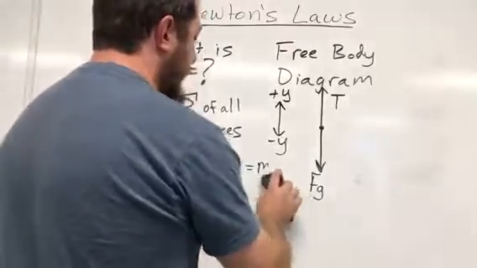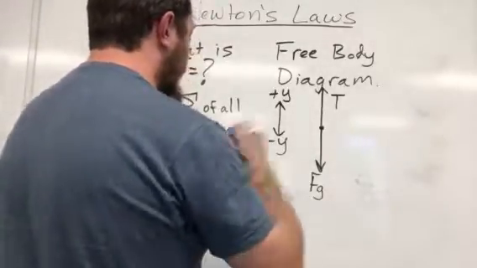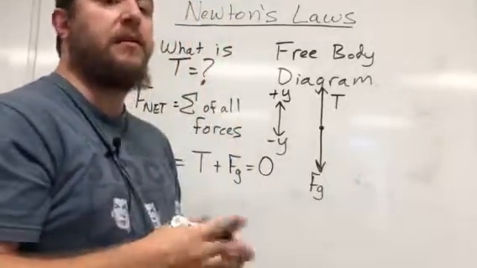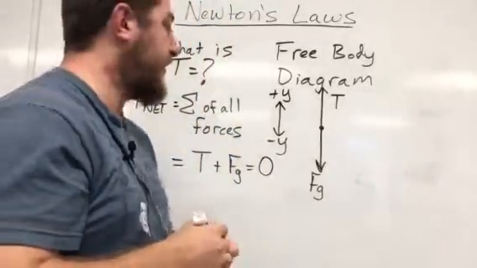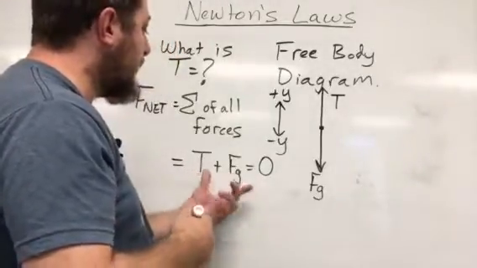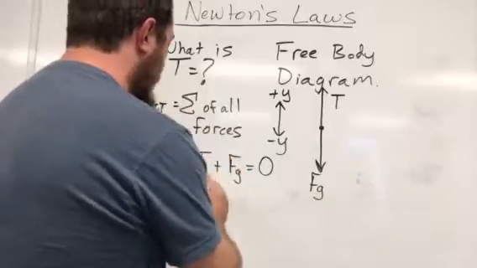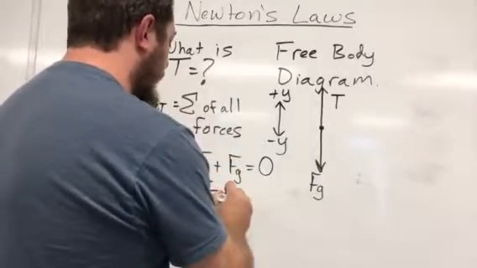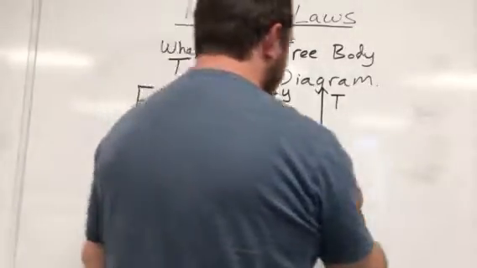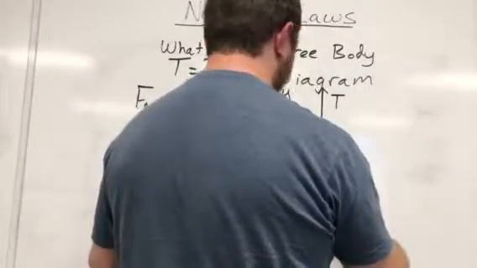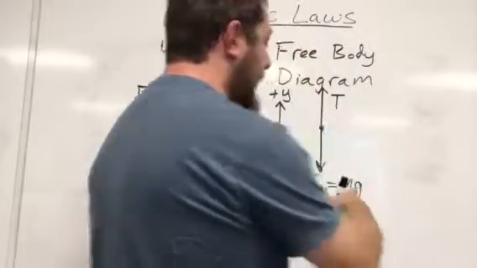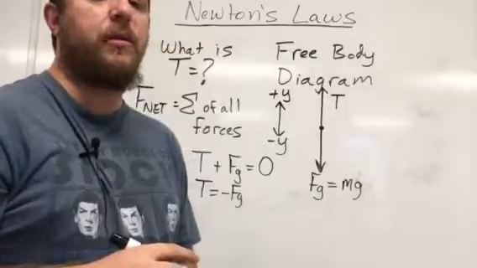So if it's not accelerating, if my acceleration is 0, then I can say that my mass times my acceleration is 0, because my acceleration is 0, mass times 0 is 0. And so now I can solve this equation for the tension. So my tension is going to equal negative Fg. But Fg is simply equal to the weight of my object. My mass times gravity, and gravity is negative 9.8 meters per second squared.